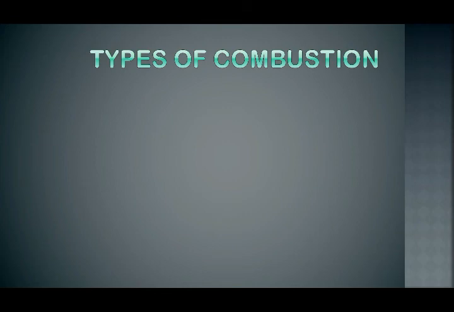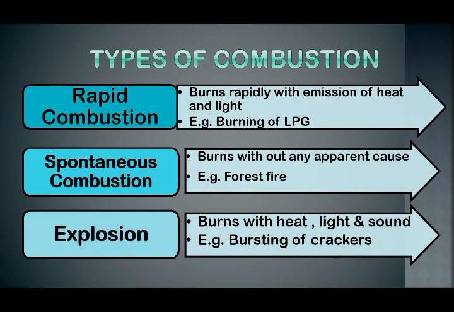There are mainly three types of combustion. Rapid combustion. It is the combustion process in which a substance burns rapidly with the emission of heat and light. For example, burning of LPG, burning of candle, etc. Spontaneous combustion. It is the type of combustion taking place where things burn without any apparent cause. For example, forest fire. No particular cause is there for a forest fire, or burning of white phosphorus as soon as it is taken out from water.